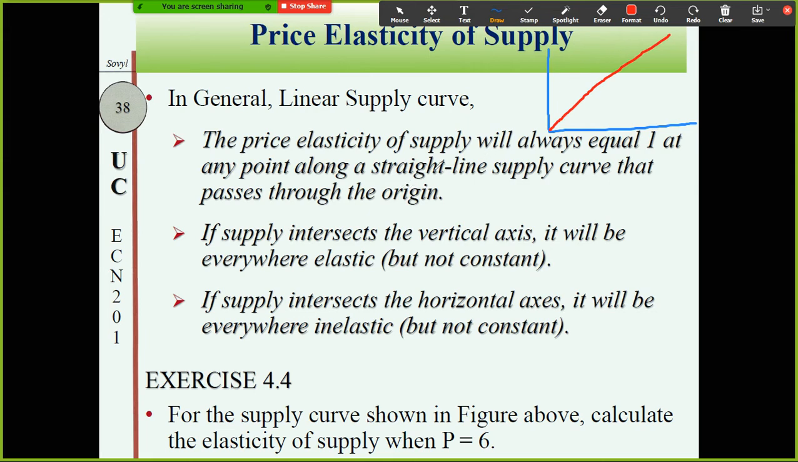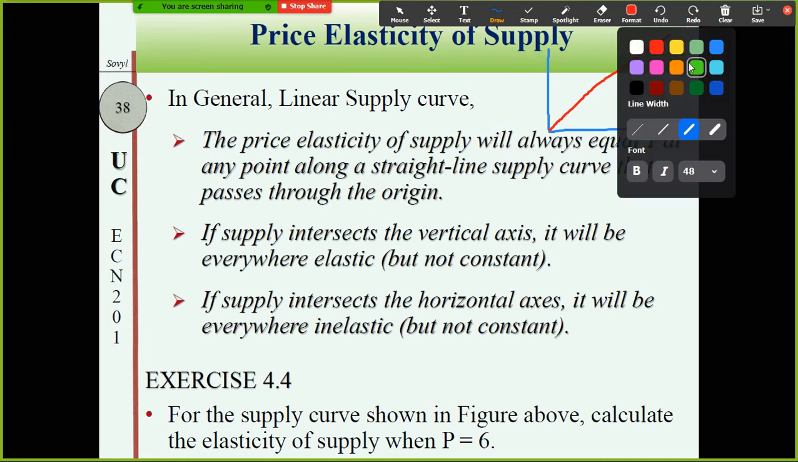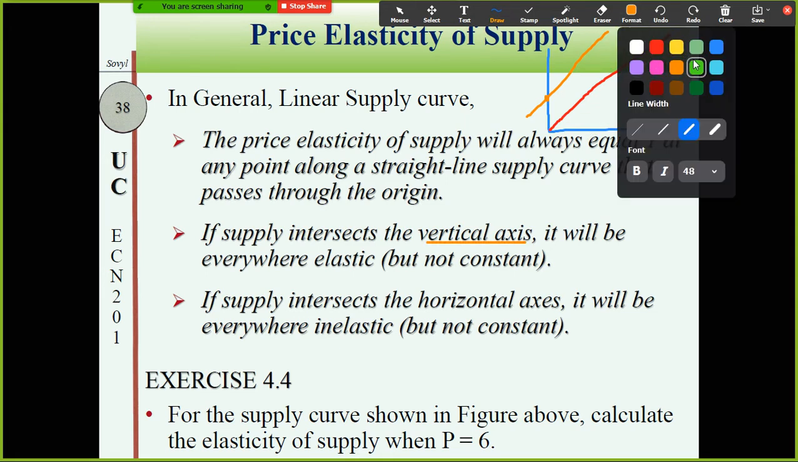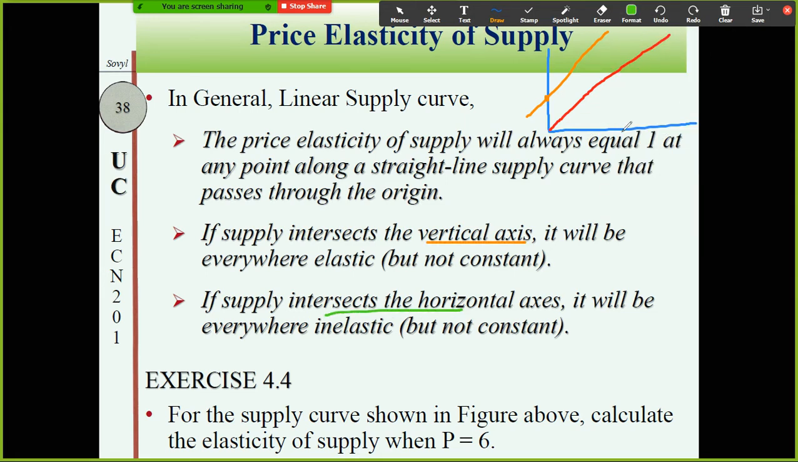The second condition should look like this; maybe I choose another color. Maybe this one, or that one, which crosses the vertical axis. However, if the curve crosses the horizontal axis, like this one, it will be inelastic everywhere but not constant.